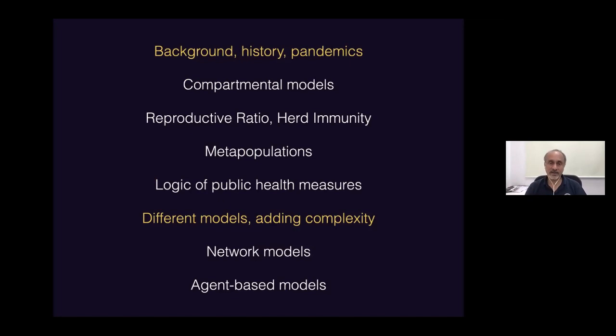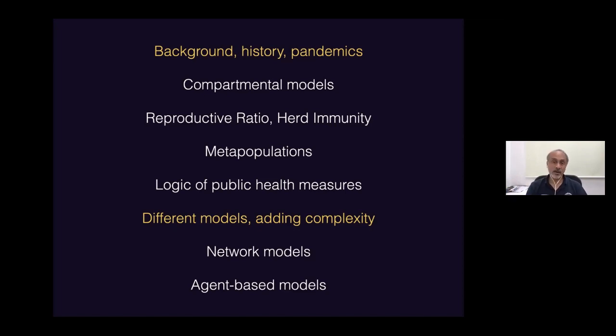I gave you some background, a bit of history about pandemics. I told you about compartmental models, the canonical compartmental model, the SIR model, or the Kermack-McKendrick model. We discovered the importance of the reproductive ratio. We talked about herd immunity. We talked about structured populations, age-structured populations, contact-structured populations, meta-populations. We talked about the logic of public health measures.